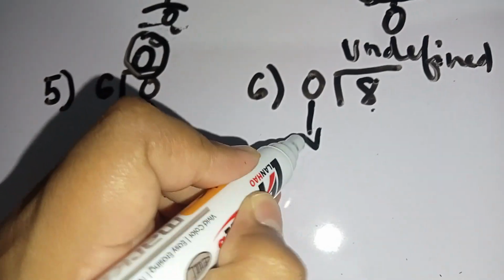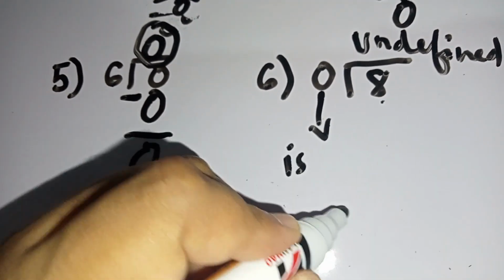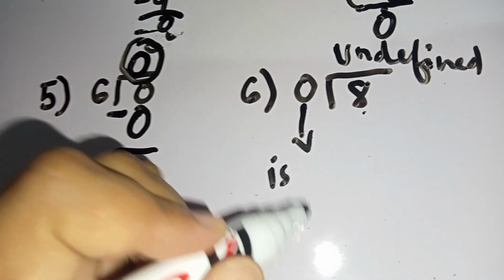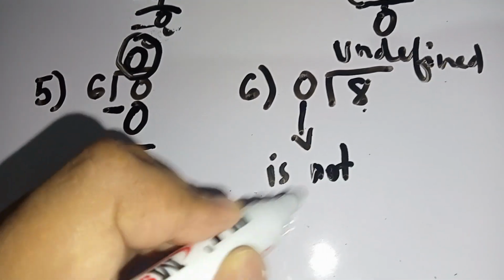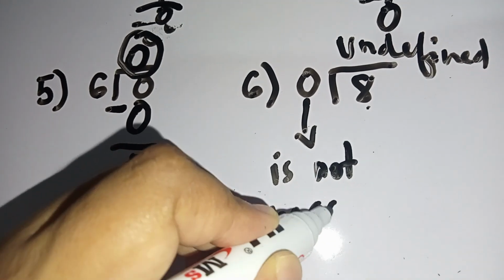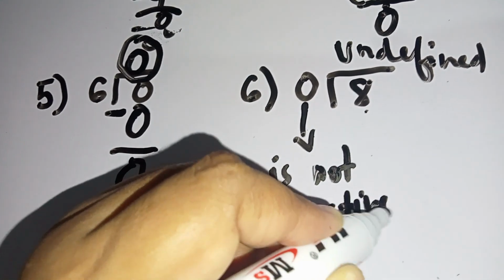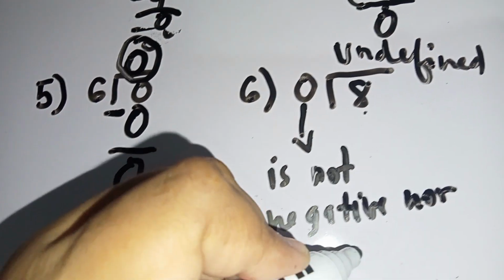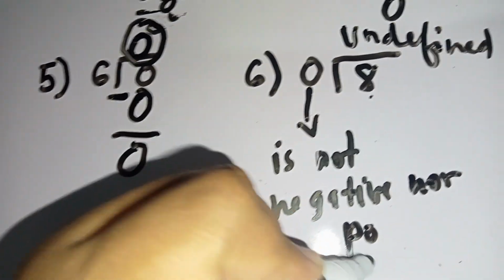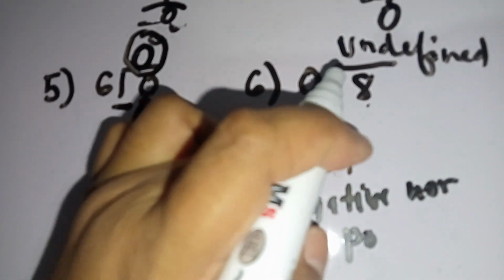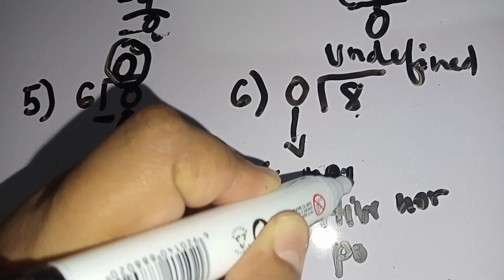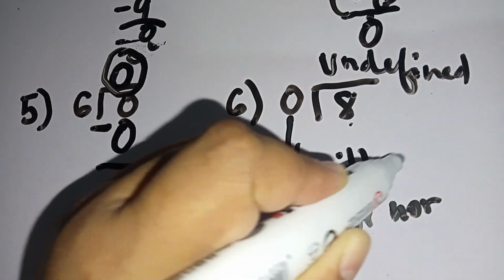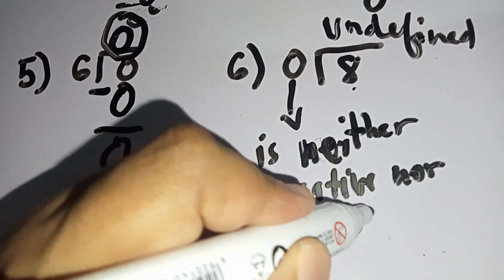The 0 is not negative nor positive. Not negative nor... neither. The right word is neither. The 0 is neither negative nor positive.